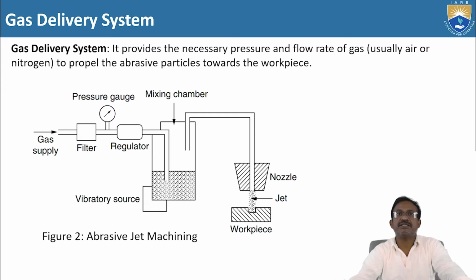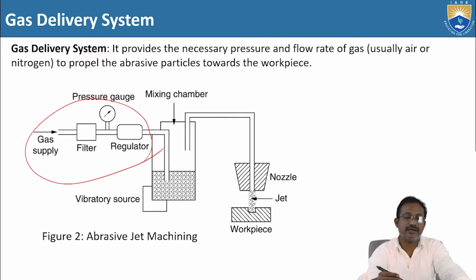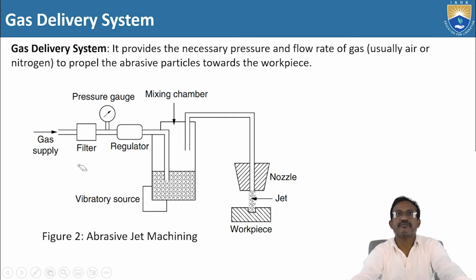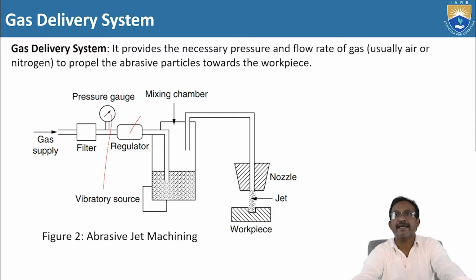Next, gas delivery system. It provides the necessary pressure and flow rate of gas, usually air or nitrogen, to propel the abrasive particles towards the workpiece. So here the pressure gauge is to control the pressure, and the regulator regulates the flow of gas.